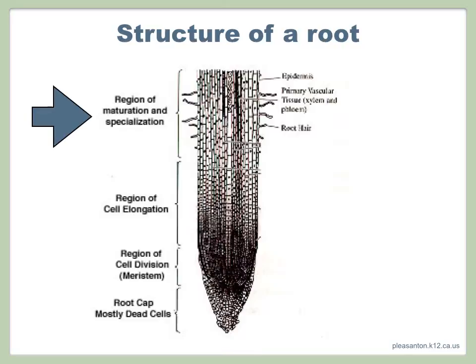So once the cells specialize, some epidermal cells will form root hairs. So these are cytoplasmic extensions between the soil particles. And this is where water enters the root. So they provide a large surface area for water absorption. They are quite delicate, so they only last for a few days and need to be replaced.